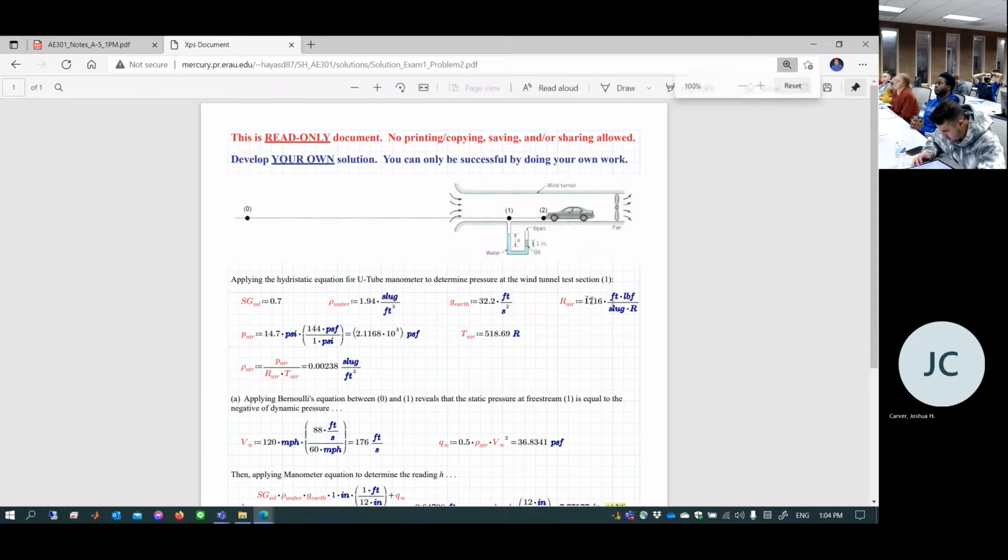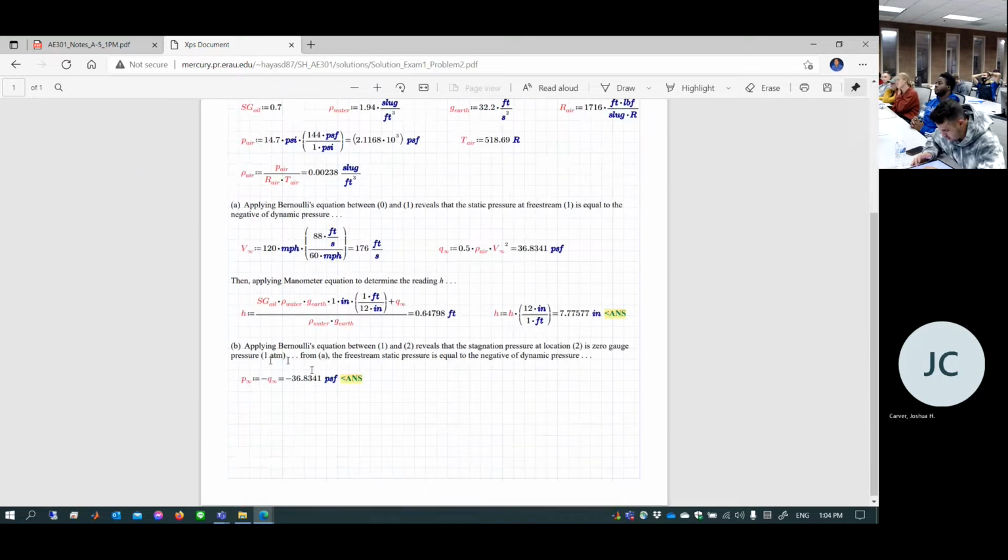Problem 2, I think this is quiz 3, static pressure is minus Q. Of course, you know that. Some of you didn't know. That means, well, wait a minute, did you understand the basics? This is minus Q, right? That's right.